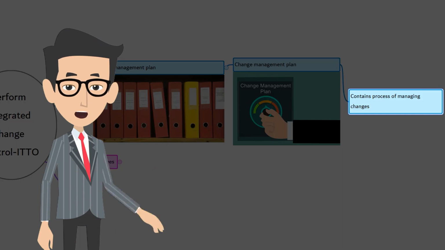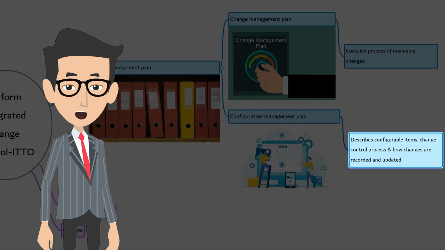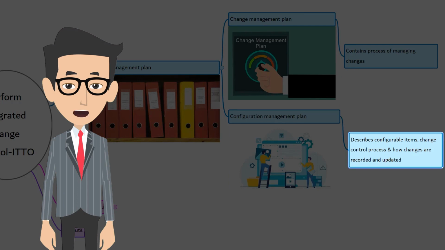The change management plan contains the details about how the changes are to be managed in a project, and the roles and responsibilities of the change control board. Configuration management plan. The configuration management plan describes configurable items of the project, the process to carry forward the changes, and how the changes will be recorded and updated.